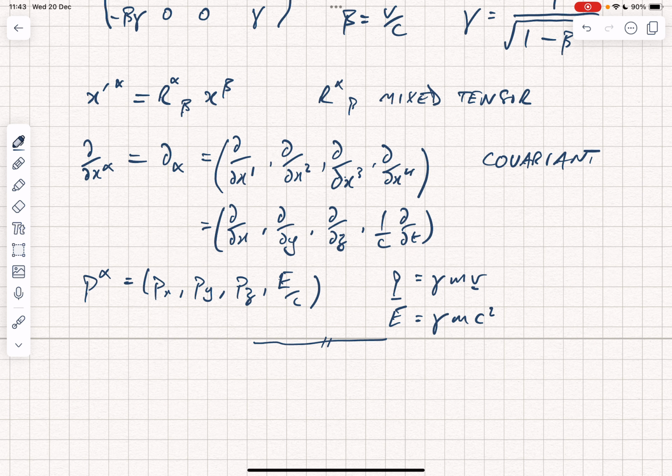What I'm going to do now is I'm going to discuss a little bit more about why we call these vectors covariant and contravariant.